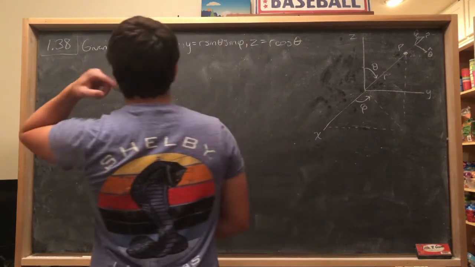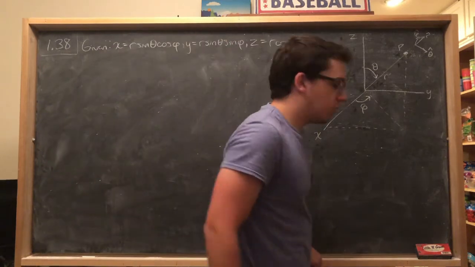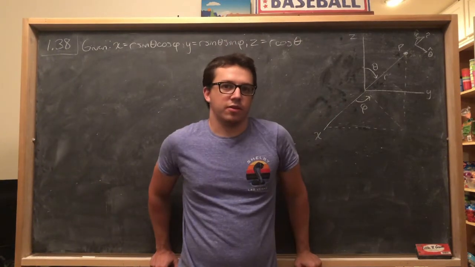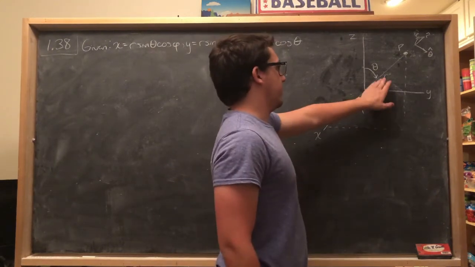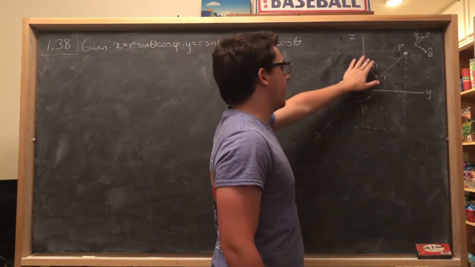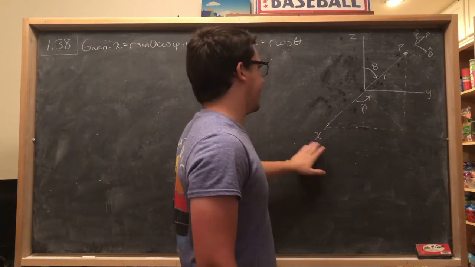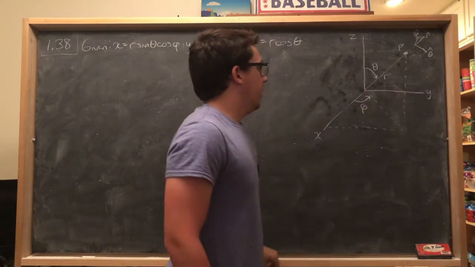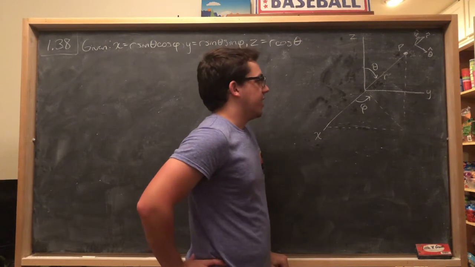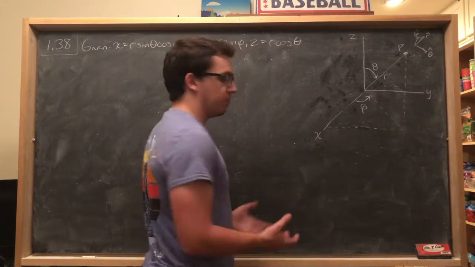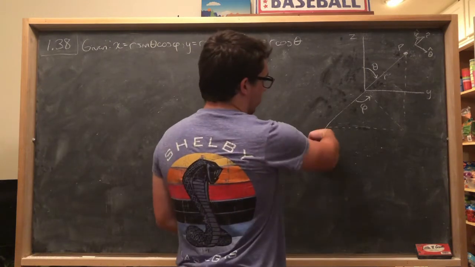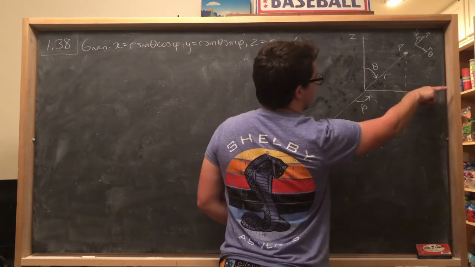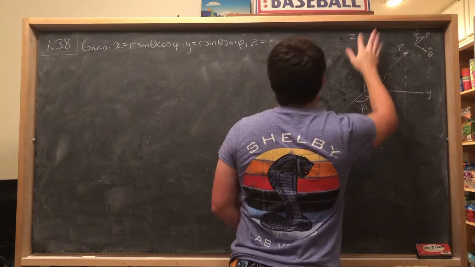Now, the question wants us to manipulate the unit vectors that show the direction of these quantities, r hat, theta hat, and phi hat, much like x hat, y hat, and z hat. But the problem is that in Cartesian coordinates, those unit vectors are constant. X hat is always pointing in this way, y hat is always pointing in that way, and z hat is always pointing in that way.